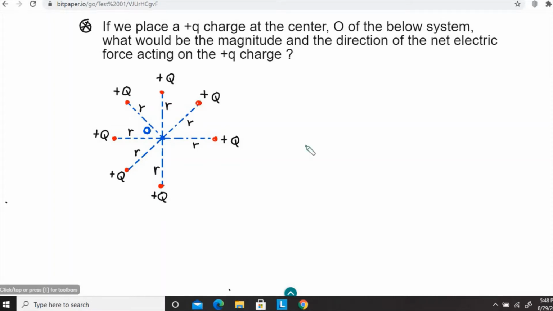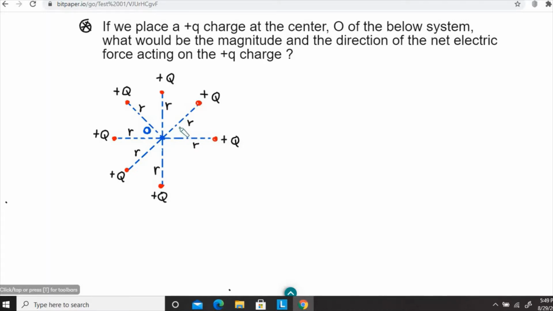This is another example where we can apply Coulomb's law. So there's a point O which is over here, and at equal distances from point O we can find 1, 2, 3, 4, 5, 6, 7 charges. They are equal in magnitude as well as in sign, and they are the same distance r from the origin or the center shown here.